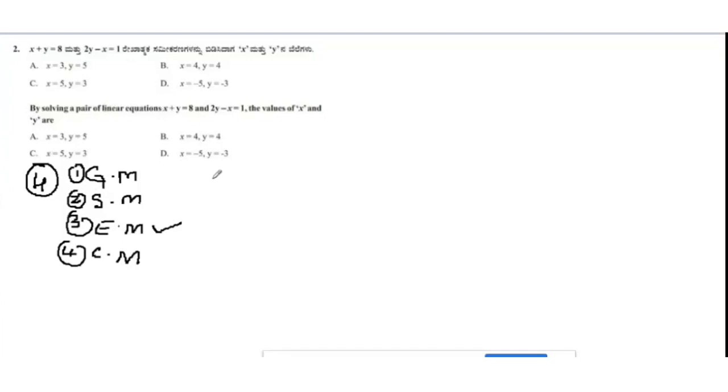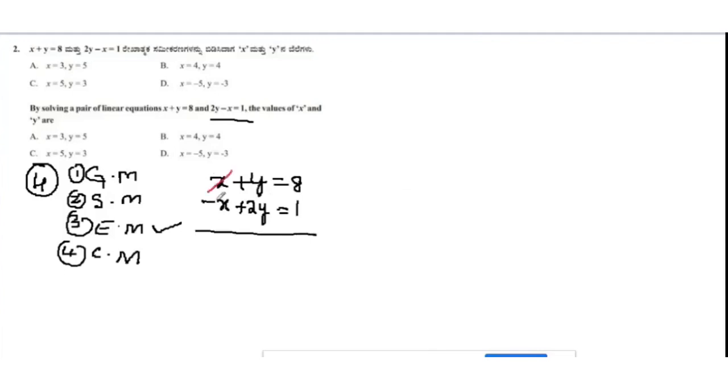So the two linear equations are x plus y is equal to 8 and 2y minus x is equal to 1. They are not in standard form. So first I will put the second equation in standard form: minus x plus 2y is equal to 1. And I am going to eliminate either x or y in this pair of linear equations.